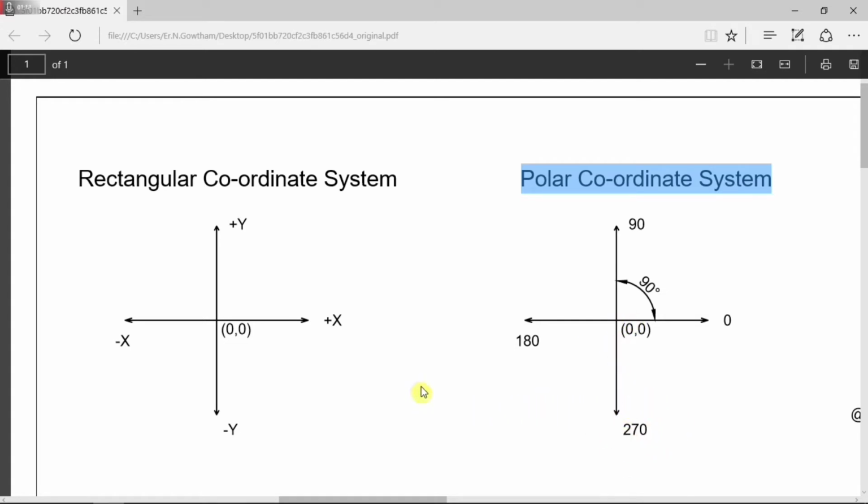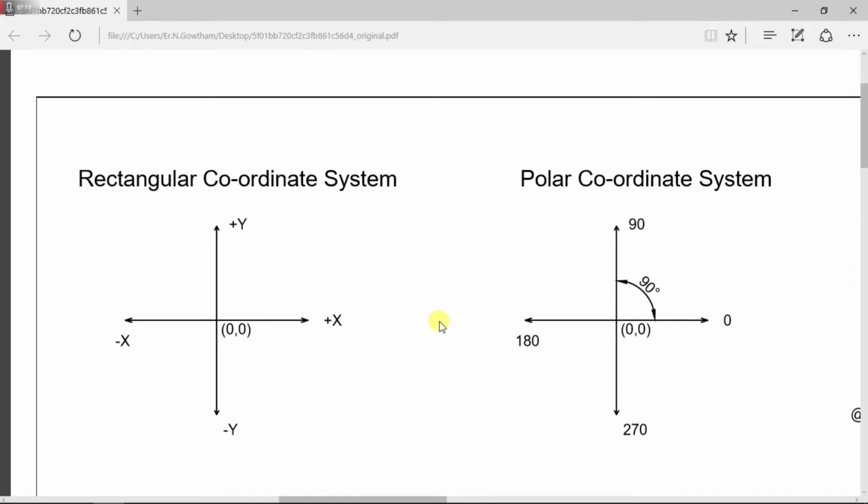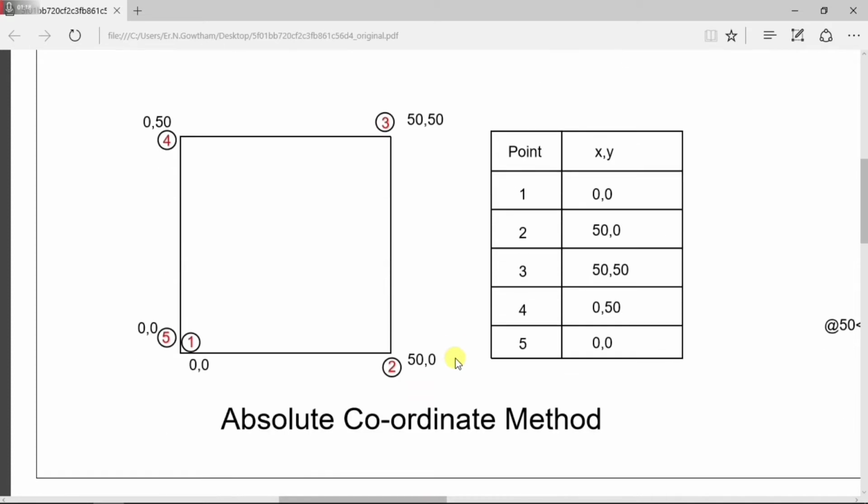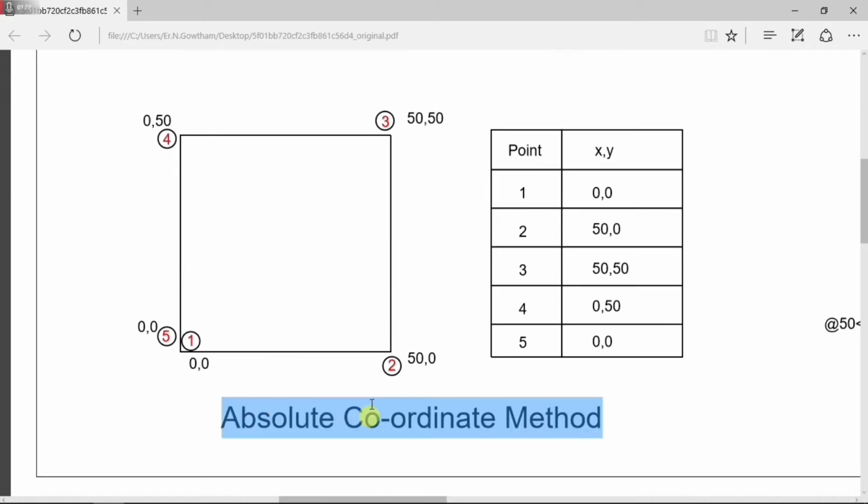Based on these two coordinate systems, we have three types of coordinate methods in AutoCAD to draw the diagram. First, the absolute coordinate method. By using this method, we are going to draw this diagram. It is a 50 cross 50 rectangle. And here is the first point, and here the second point, third point, fourth point, and lastly the fifth point.